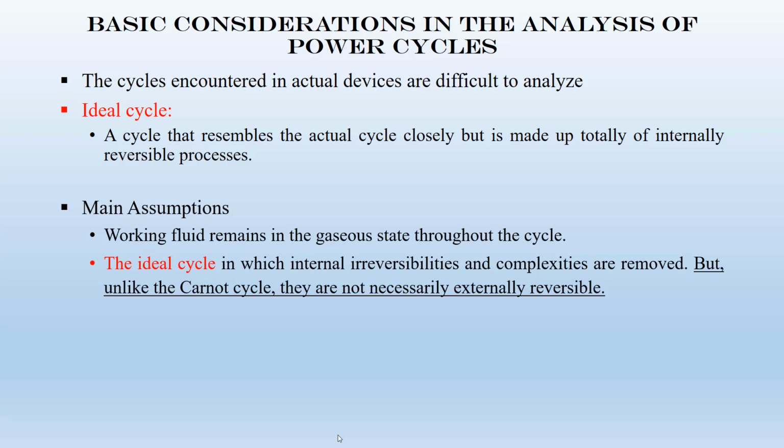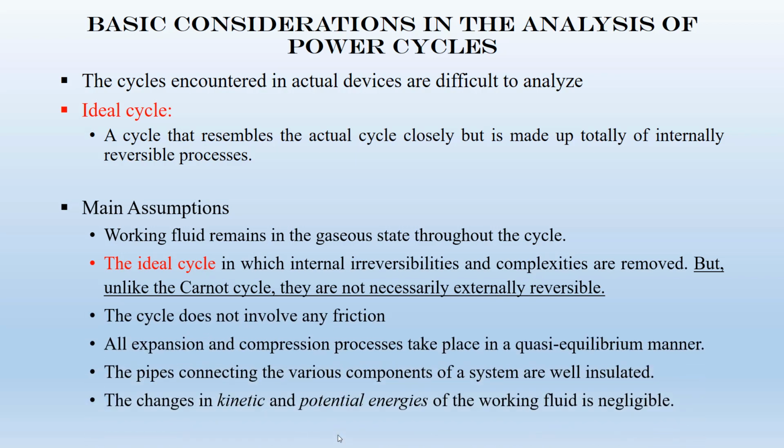So the ideal cycle is internally reversible. The Carnot cycle is both internally and externally reversible. This is the difference between the ideal and Carnot cycle. In the ideal cycle, we assume that there is no friction, and so all expansion and all compression occur in a quasi-equilibrium manner, and also we assume that all kinetic and potential energy changes of the working fluid are negligible. So you can cancel the terms for kinetic and potential energy in the first thermodynamic law, or energy balance equation.